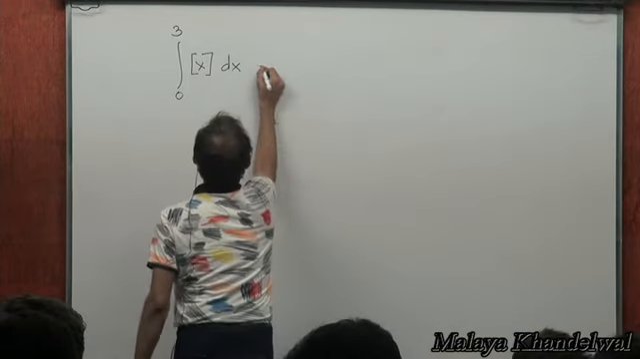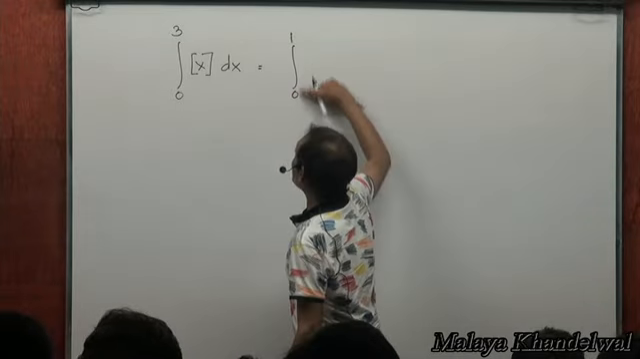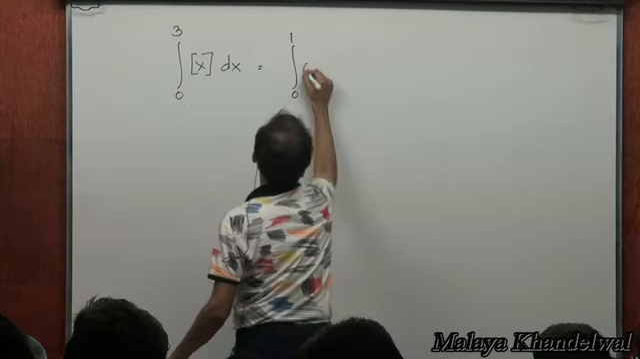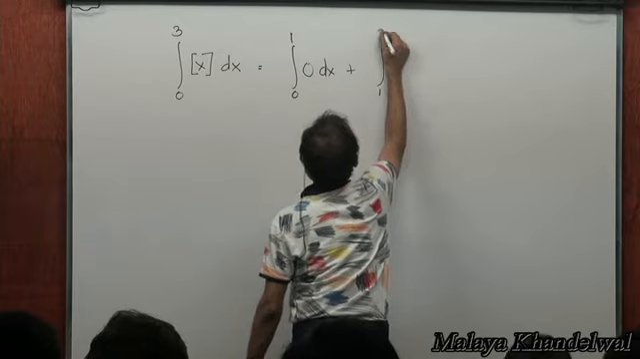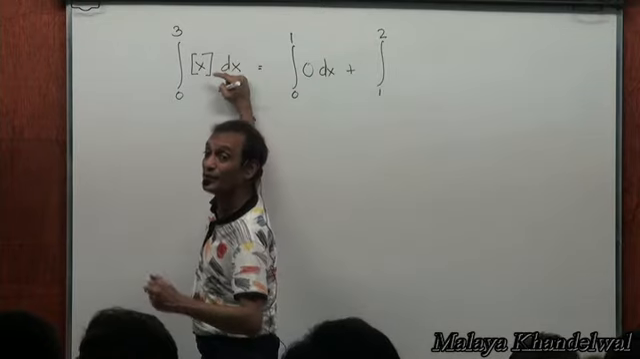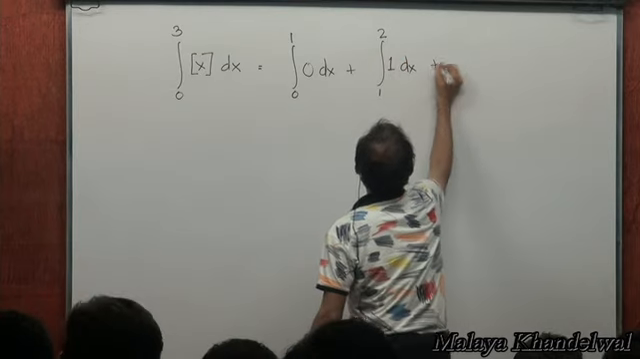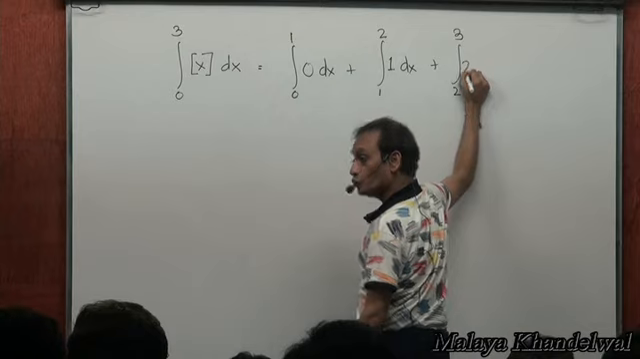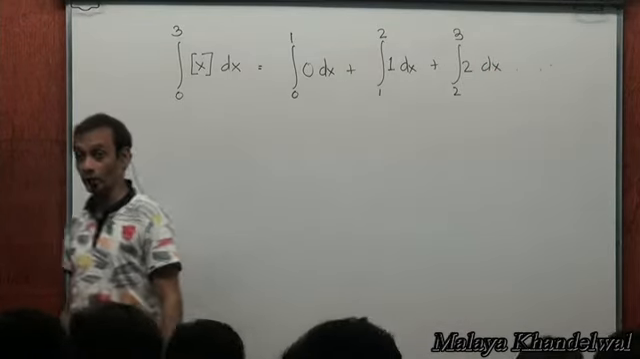So this is like integral 0 to 1. Now, when x goes from 0 to 1, box x will be 0. Then I'll go from 1 to 2. In the interval 1 to 2, box x will be 1, so I'll have 1 dx. And then from 2 to 3, box x will be 2, so 2 dx. This is what we do for box x, right?